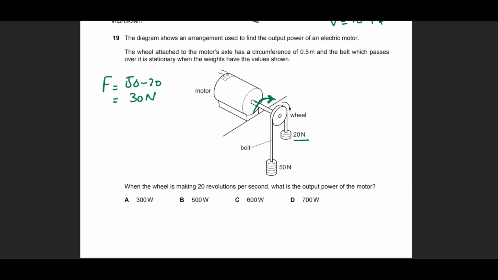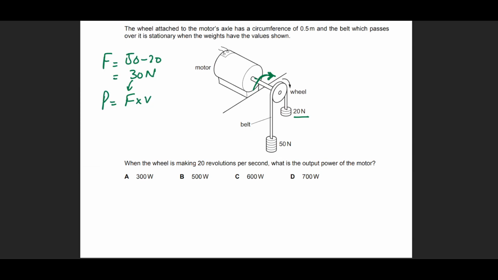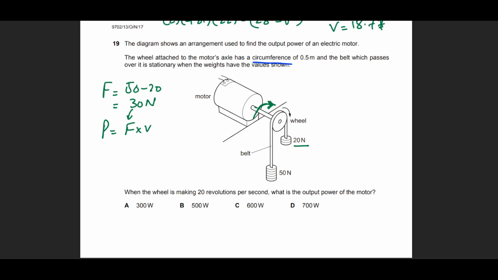We need to find the power of the motor. So power is equal to force into velocity. We figured out the force, but we don't know the velocity of the movement of this motor. We don't know what it is. So we go back to the circumference of 0.5.